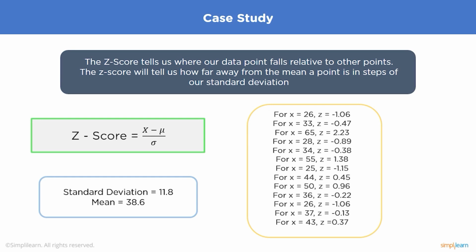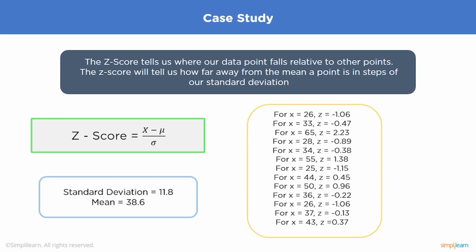Now we know that the negative value of a z-score means that our x value is less than our mean. But what does the number 1.06 mean? This means that the z-score is 1.06 times the standard deviation less than the mean. The same thing can be said for the z-score of 33. It is 0.47 times the standard deviation less than the mean.